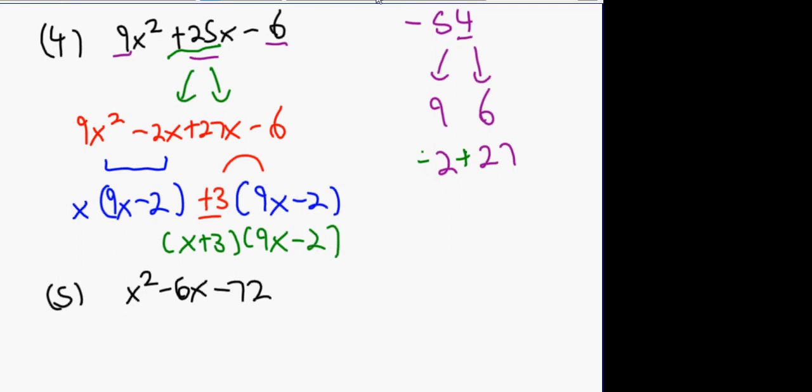Alright guys, this one. That one I got a different answer, but it's right. What did you get? 9x minus 2 times x plus 3. Yeah, that's the same thing. 3 multiplied by 2 is the same thing as 2 multiplied by 3.